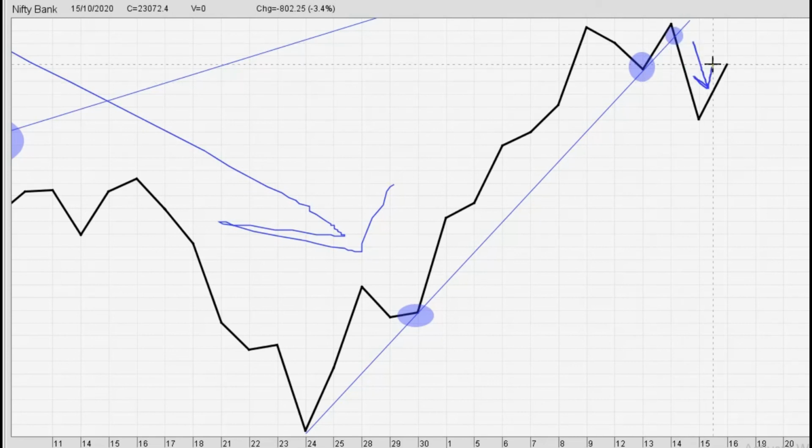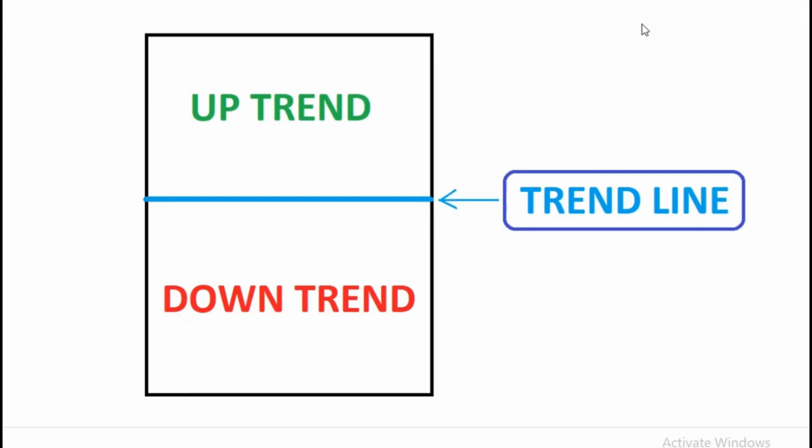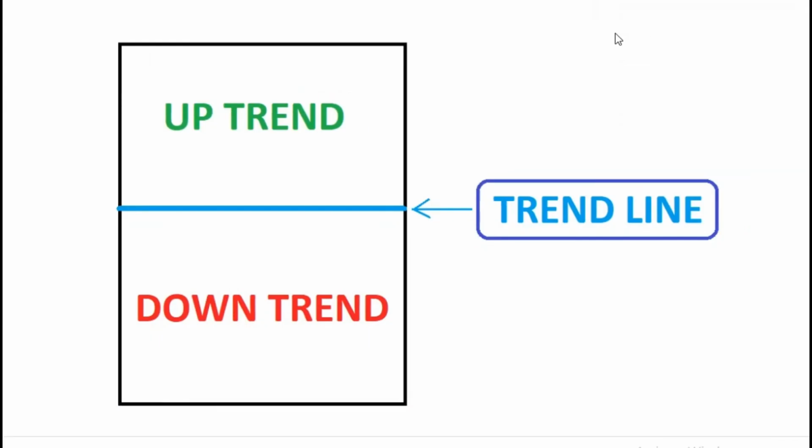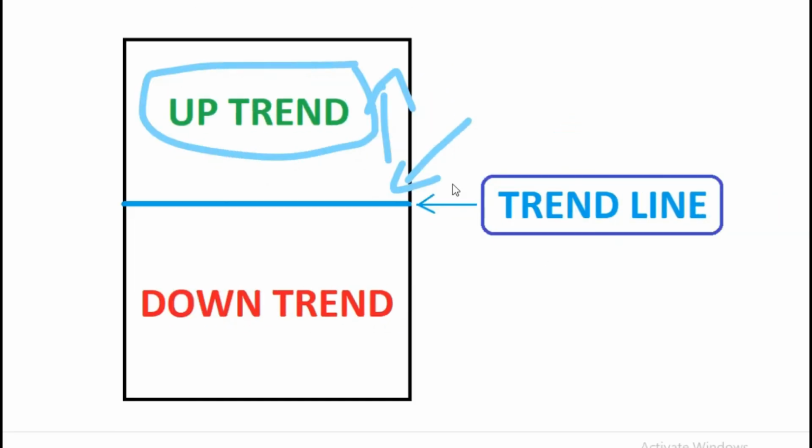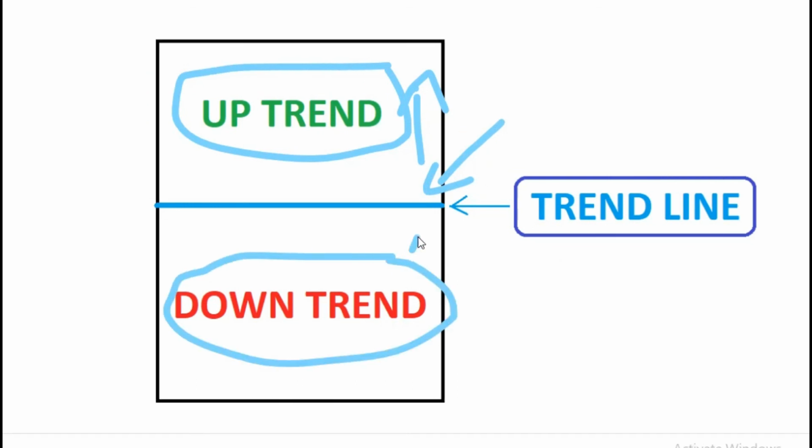Please go back and practice it on Chart Nexus. It will be very easy for you. Well, before I close, let us revise the concept again. Remember this diagram while you are drawing the trend line. While you are drawing an uptrend line, price has to always remain above the trend line. This is the trend line here, right? And while you are drawing the downtrend line, price has to always remain below the trend line.